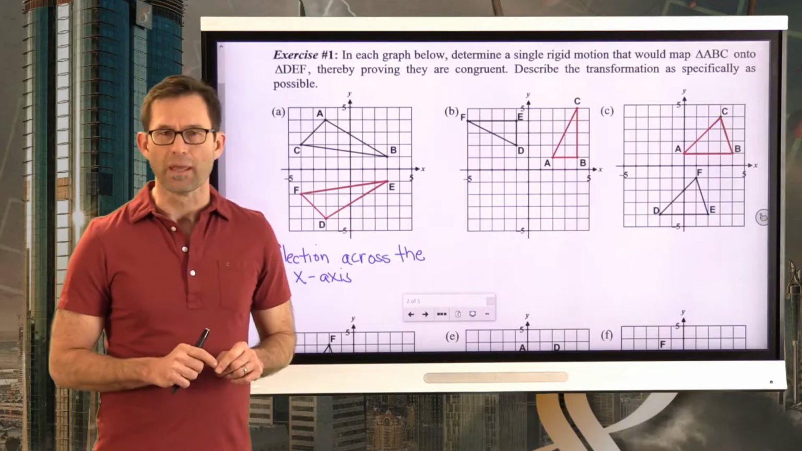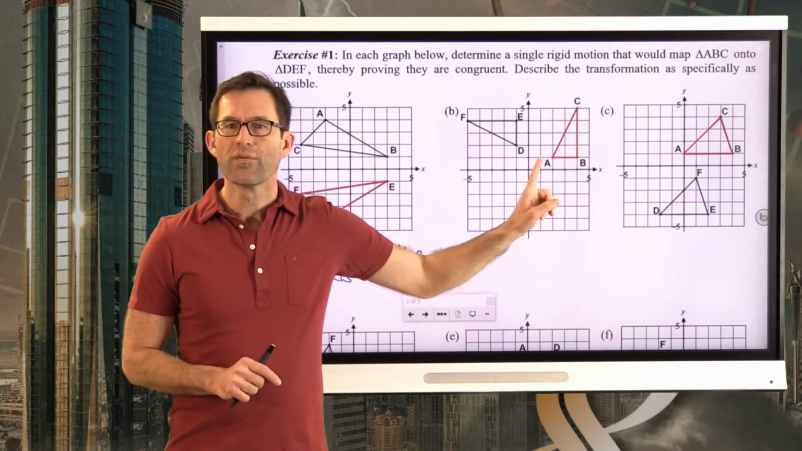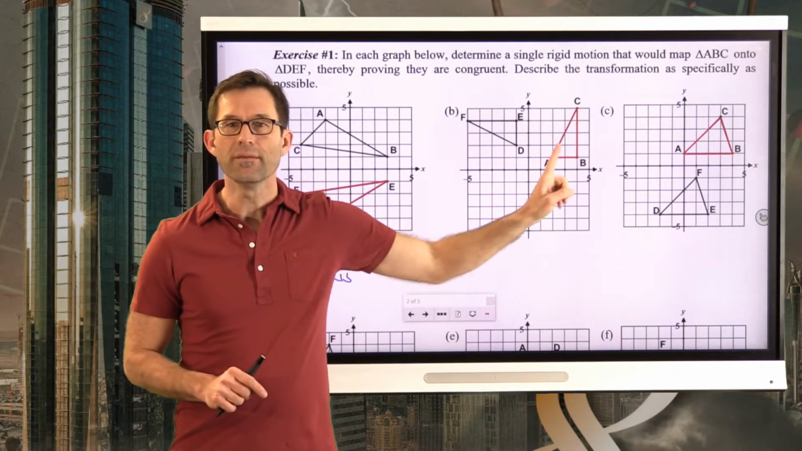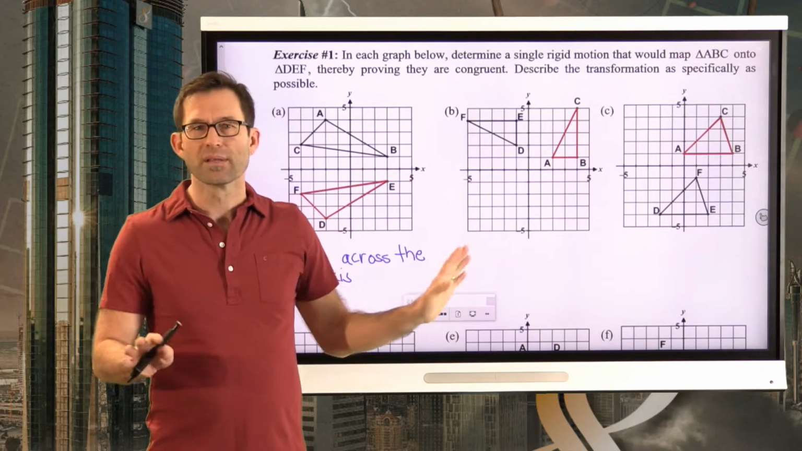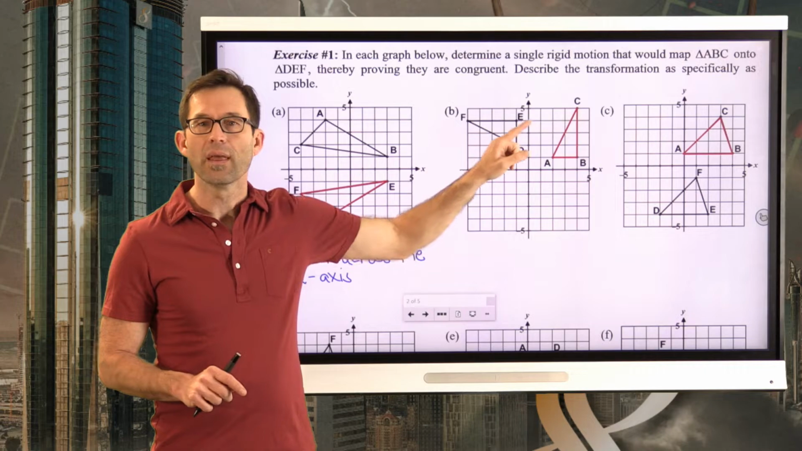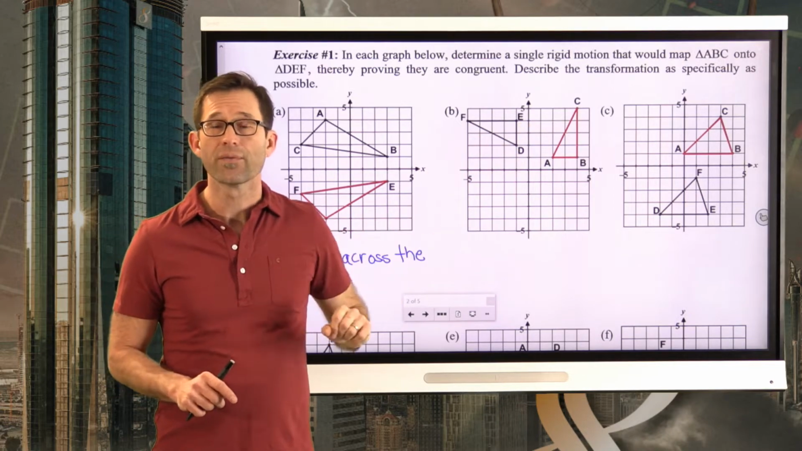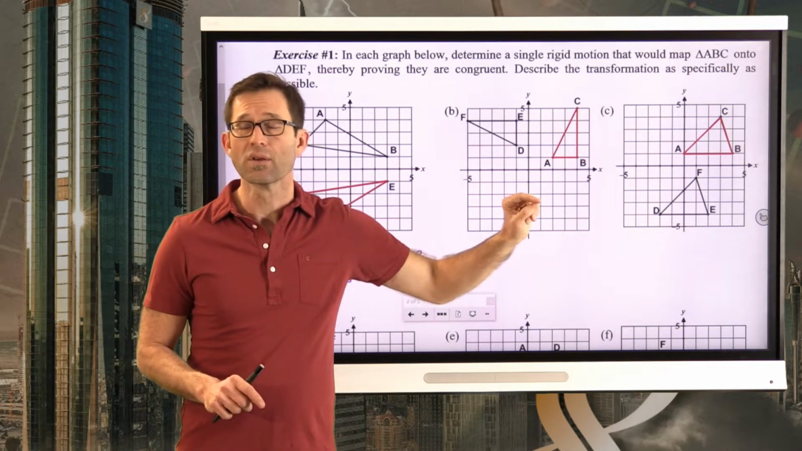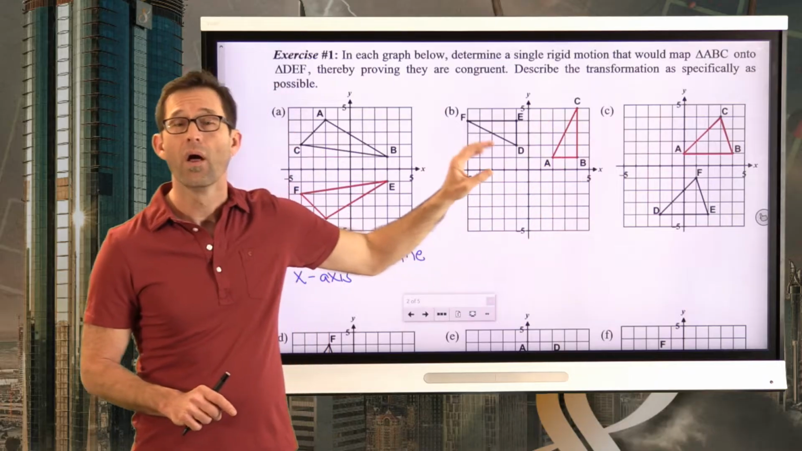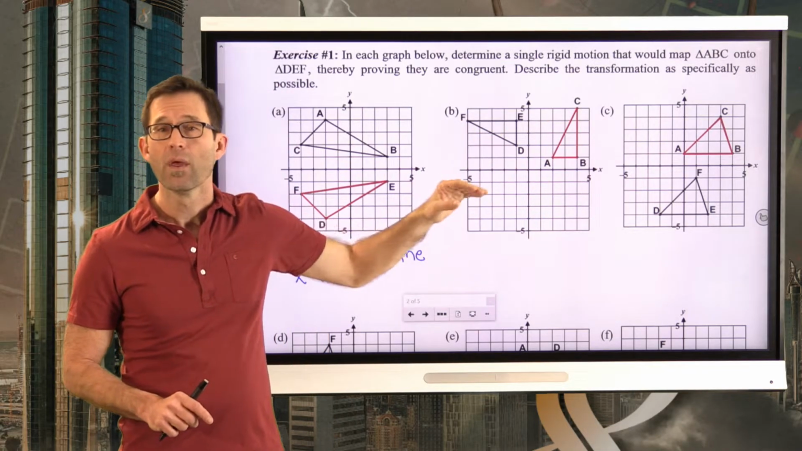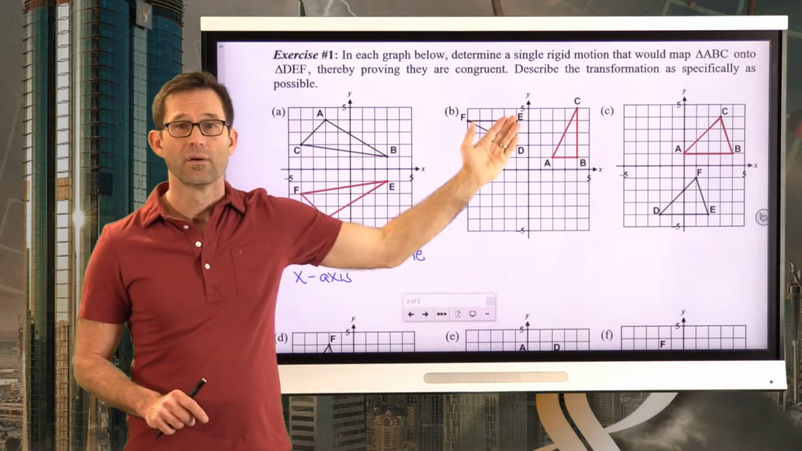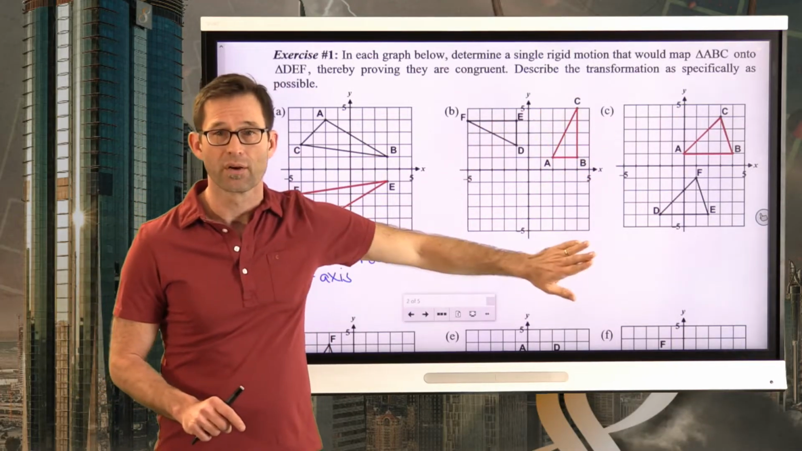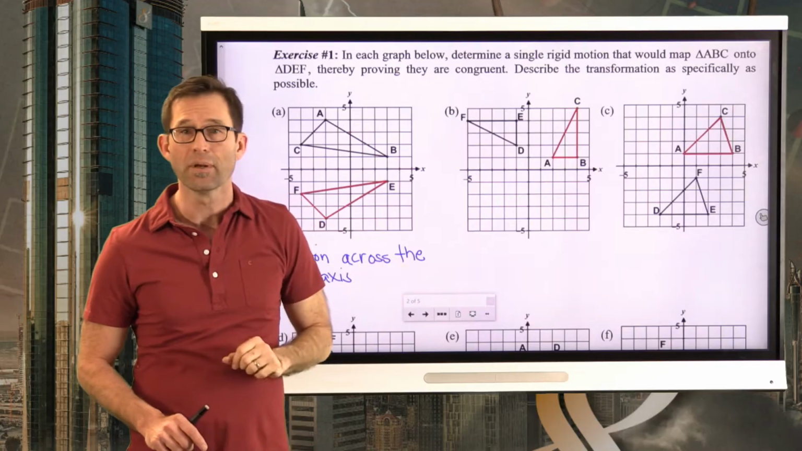Let's take a look at letter B. In here, we've got our pre-image triangle ABC. I'm going to see if I can mess up that terminology on every problem. And then the image triangle DEF. The question is, how do we map, using a single transformation, this triangle onto that one? Well, it's not a reflection, because if we flip it across the y-axis, that's not going to happen, or certainly across the x-axis, that's not going to happen.